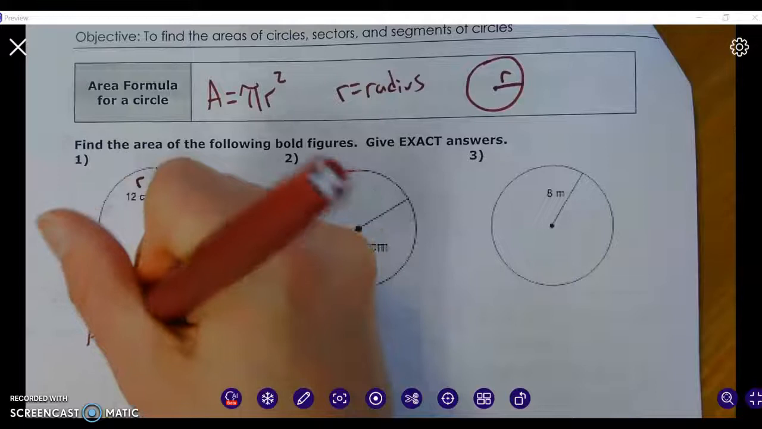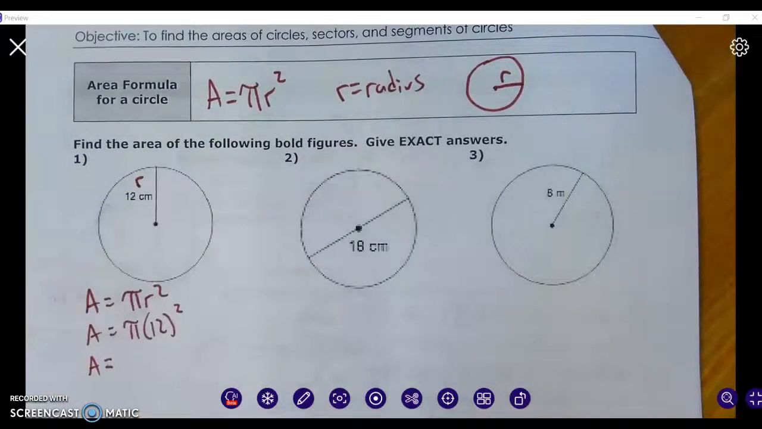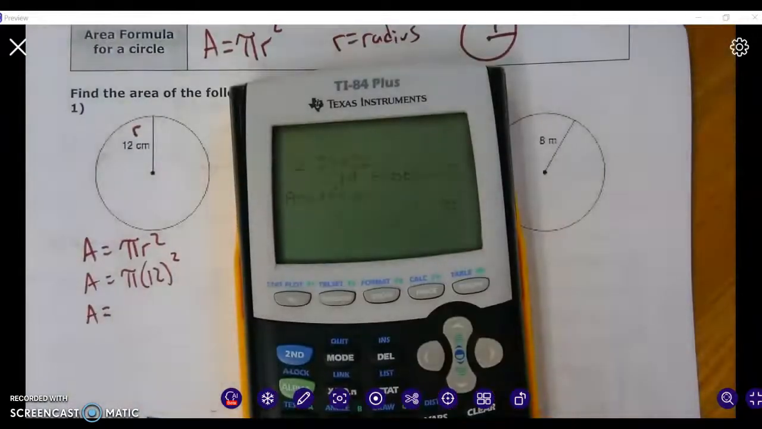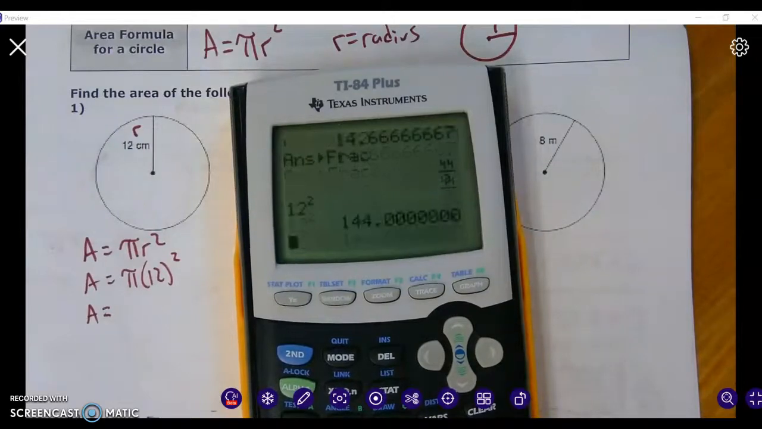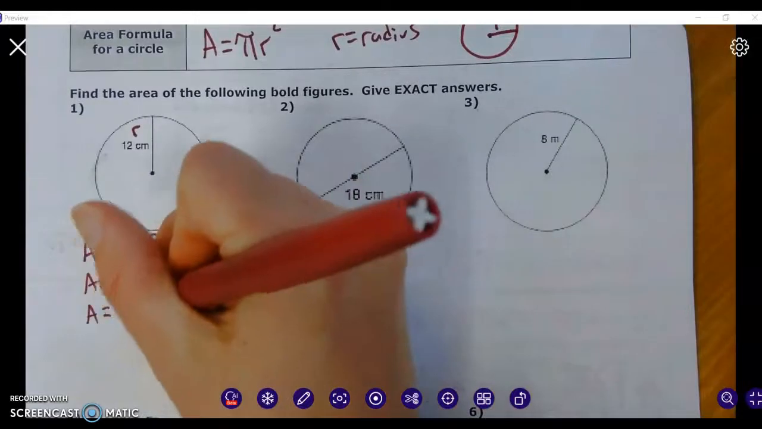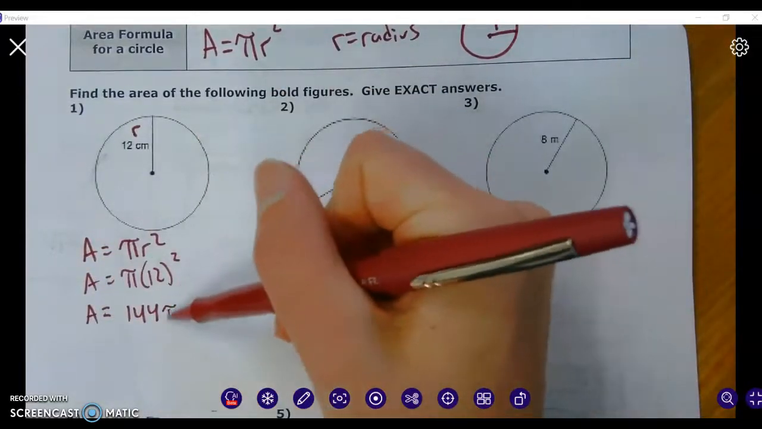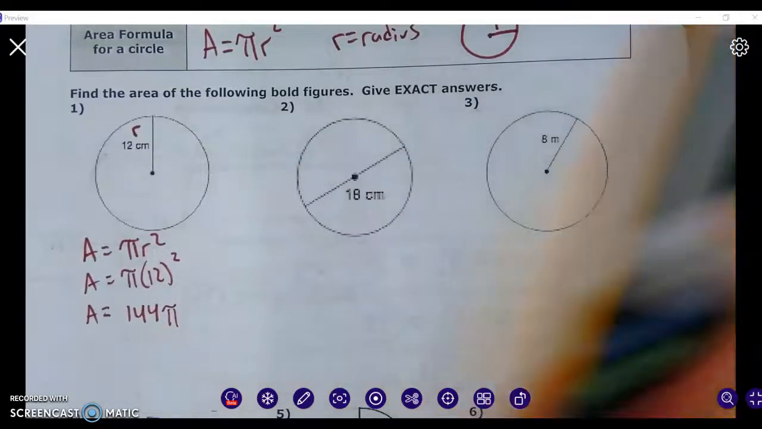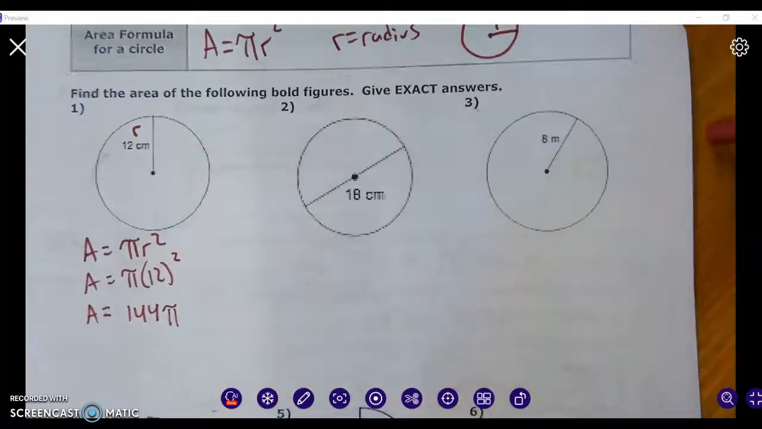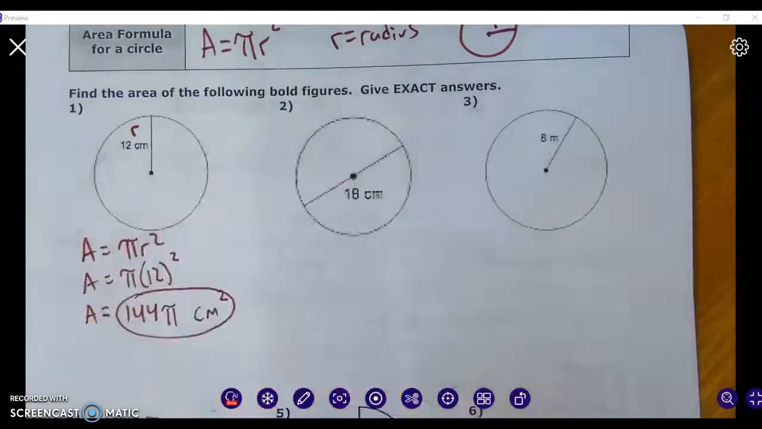So we plug in 12 squared. And so for this, we're going to just square the 12 and leave the pi out of the calculator. So 12 squared is 144. So I'm just going to write 144 first, and then bring that pi down. Instead of typing pi in the calculator, I'm just typing in the 12 squared. So 144 pi centimeters squared, and that is our answer.